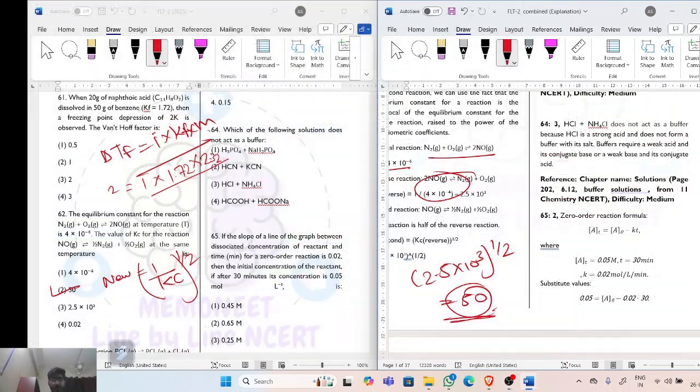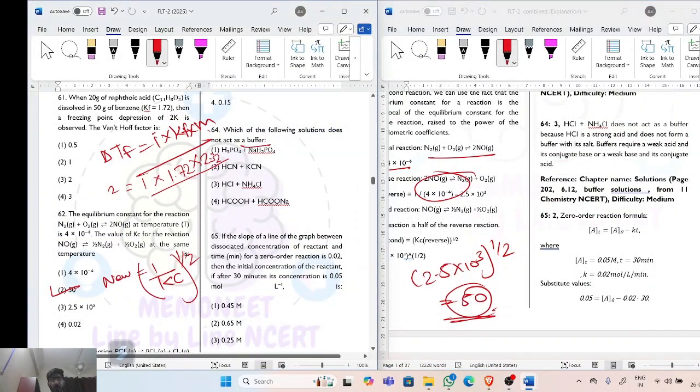Question number 64. Which of the following solutions does not act as a buffer? A buffer is formed when we add a weak acid with a strong base, or a strong acid with a weak base, or it can also be formed when we add a weak acid with a weak base. So let's start. Option number 1, H3PO4 plus NaH2PO4; HCN, KCN; HCl, NH4Cl; formic acid with formic acid salt.